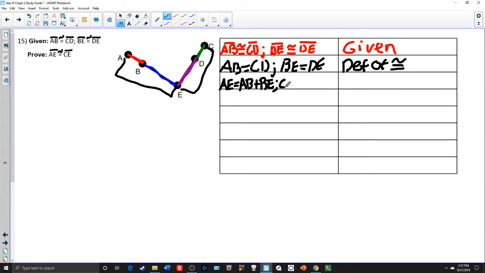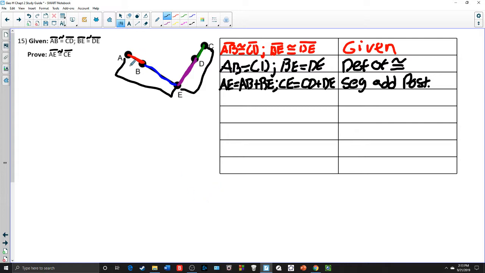So I can say CE is equal to CD plus DE. And this is where I use my segment addition postulate, because I'm taking two small segments and adding them together to get a bigger segment.